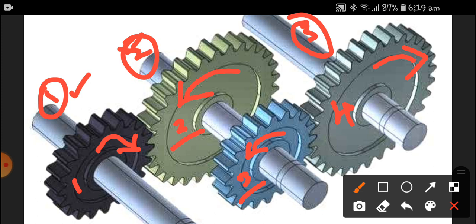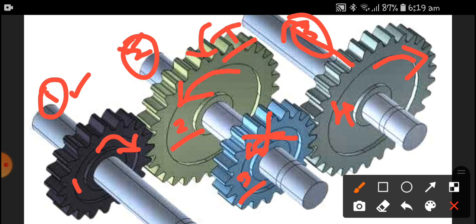In a simple gear train also, we can make the driver and driven rotate in the same direction by means of a single idler gear. Instead of this, if a gear is mounted here, let me consider this an idler gear. Then this is in the clockwise direction, this is in the anti-clockwise direction, and again gear 4 is in the clockwise direction. So that is the simple gear train.